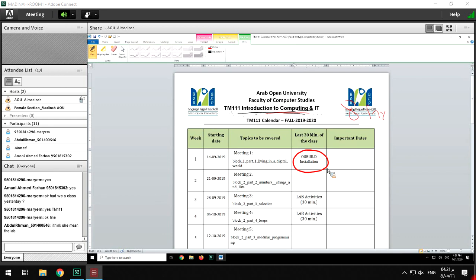You will have around 15 meetings in this course, in which we take a part from a block. So we start from block 1, then block 2, and block 3. For example, in today's meeting, we take part 1 of block 1, and in the next meeting, part 2 of block 1, and so on.